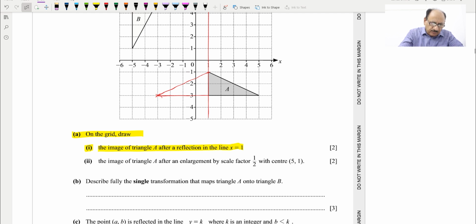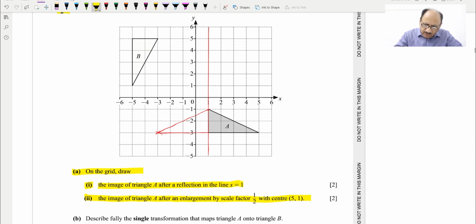Now the next part, second part, they are saying the image of triangle A after enlargement by scale factor 1 by 2 with center 5 and 1. So 5 and 1 is this one. If I indicate 5 and 1 is this one, and we need the enlargement of this triangle. So we can draw from here a line like this one, and the second line also we need to draw like this. And now we need the enlargement.